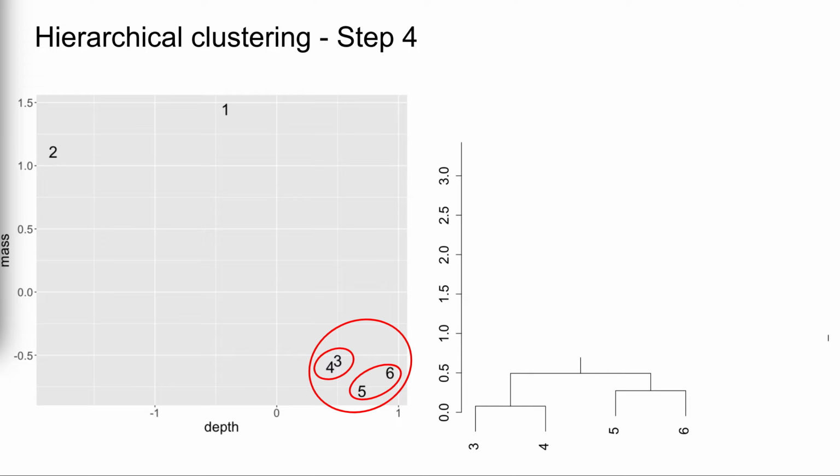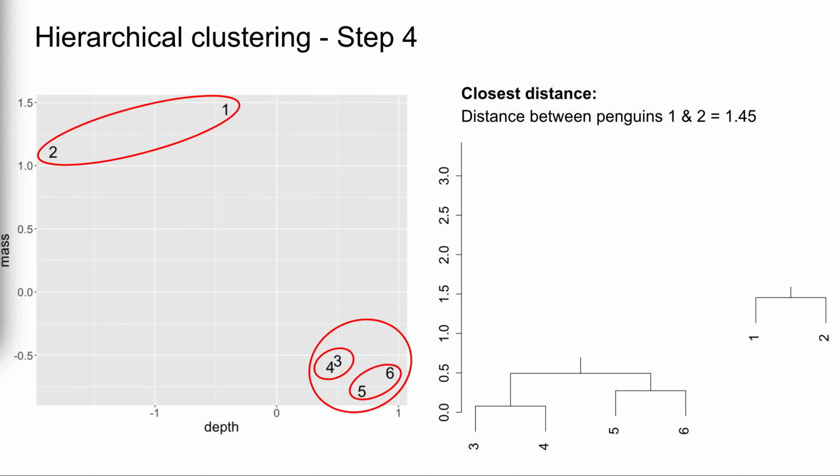Among these, we can examine the distance between penguins 1 and 2, then the distance between penguin 1 and the big cluster, here defined by the distance between penguins 1 and 5, since 5 is the farthest from 1. Finally, the distance between penguin 2 and the big cluster, here defined by the distance between penguins 2 and 6, since 6 here is farthest from 2. The most similar pair among these 3 clusters includes penguin 1 and 2 with a distance of 1.45.